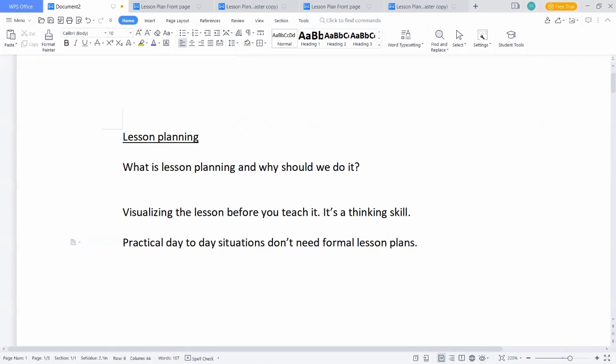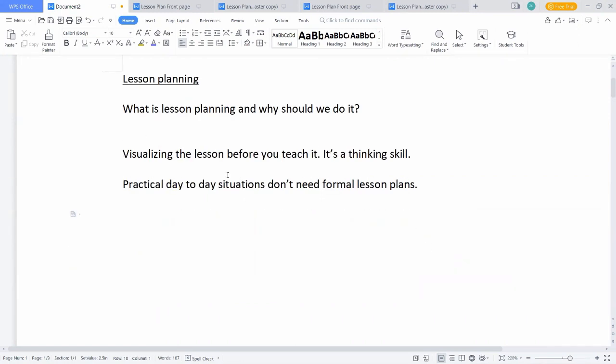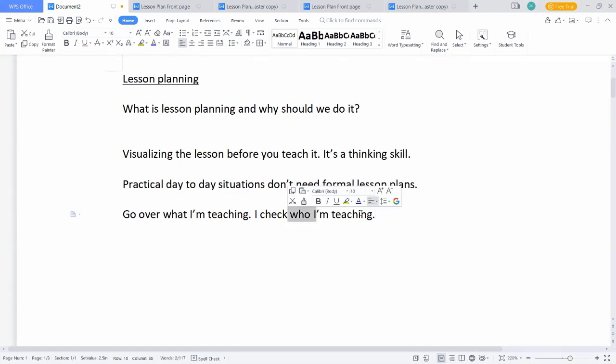Okay, usually what I do before my lesson, I will go over all the material. I'll think about why I'm using it. Okay, so this is what I do practically. So I go over what I'm teaching. Okay, I check who I'm teaching. Okay, then I ask the question, so what material is going to be useful for who I'm teaching?